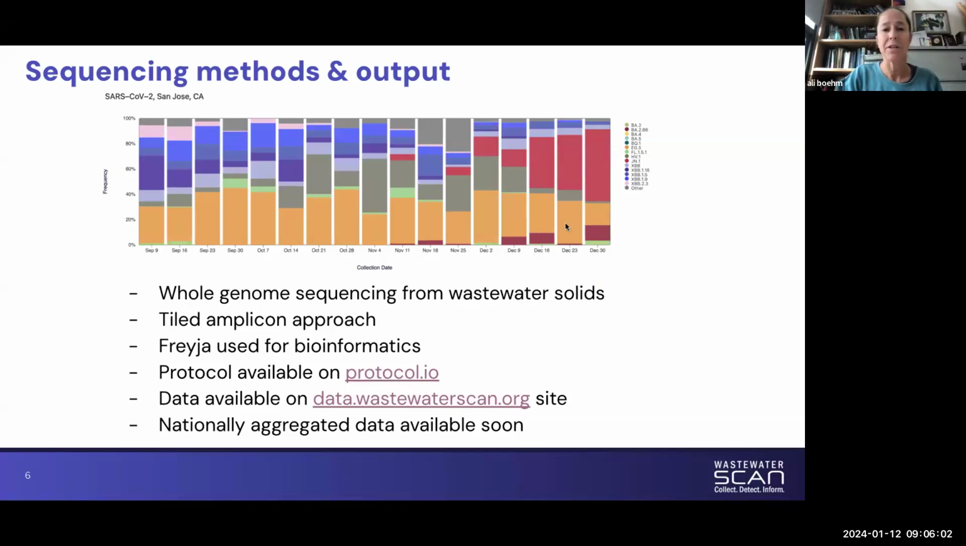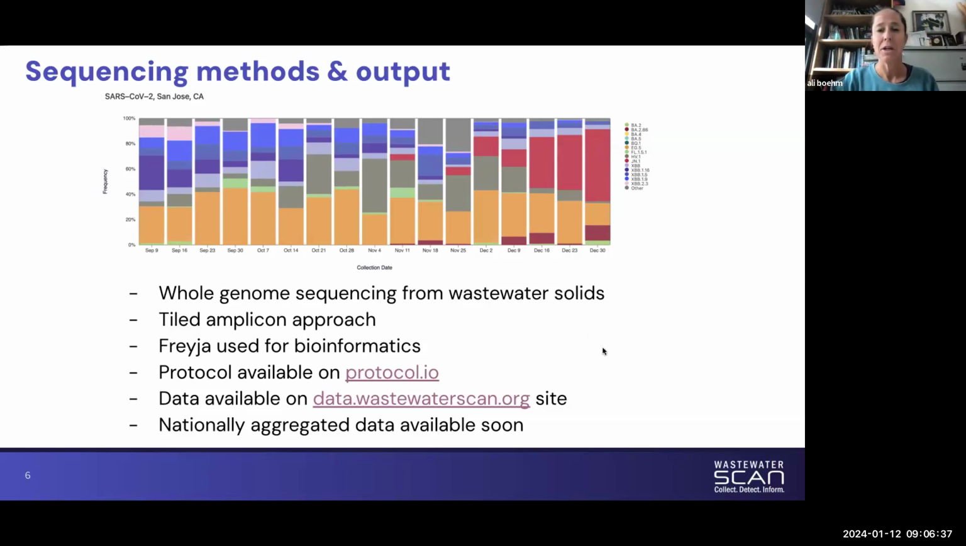So this is an example of how the data look. Each week, there is an estimate of the proportion of different variants, and they are distinguished by color. These data are from San Jose, California, and they show that this red here is the most common. That's JN.1, which we've been hearing about so much in the news lately. And then this dark red is the BA.2.86.